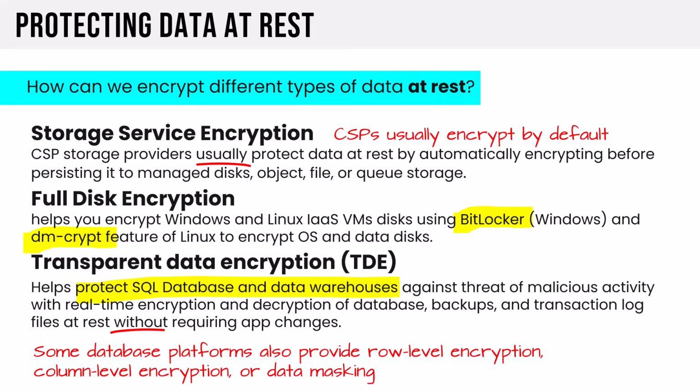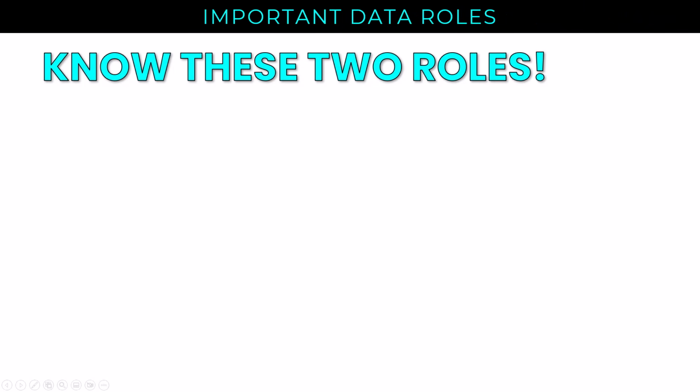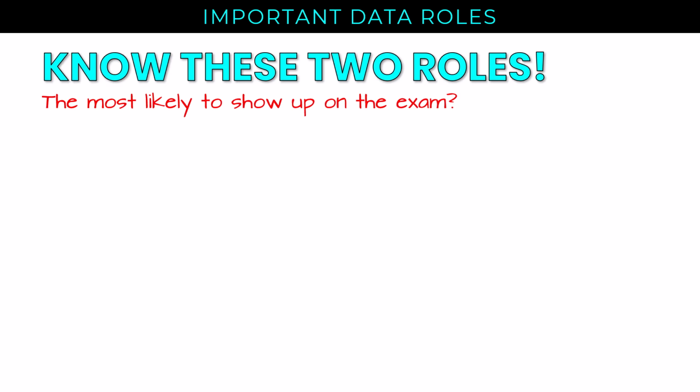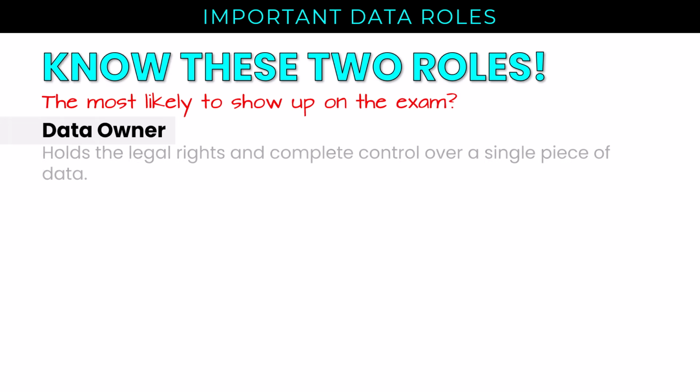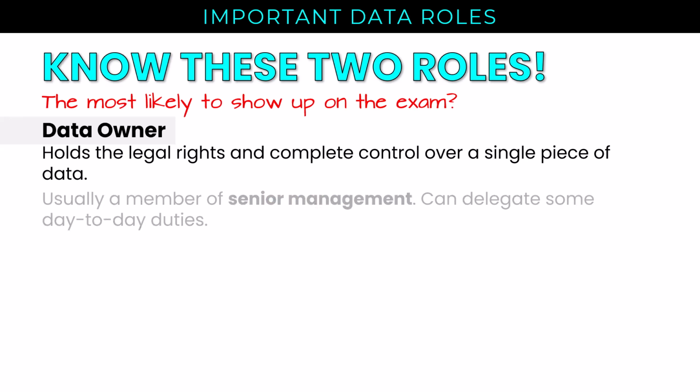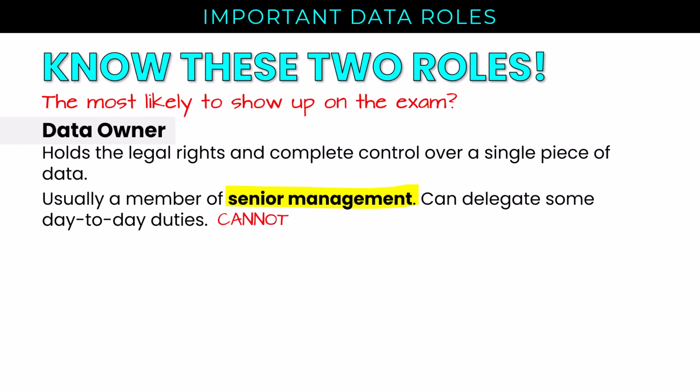On the topic of data security, you may see questions regarding data roles on the exam. So two roles you should definitely know for the exam. Data owner, who holds the legal rights and complete control over a single piece of data. Usually a member of senior management. They can delegate some day-to-day duties. They cannot, though, delegate their total responsibility for that data.